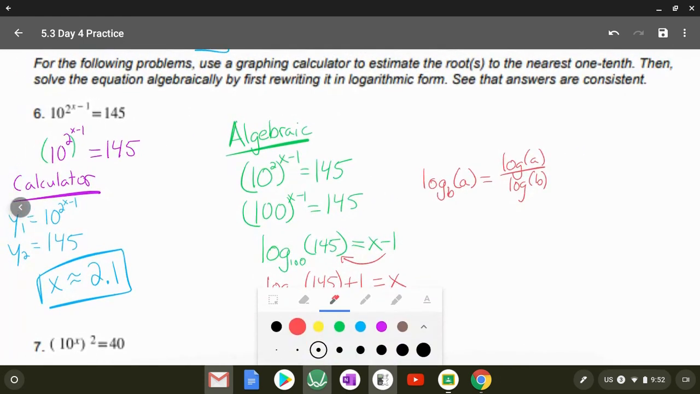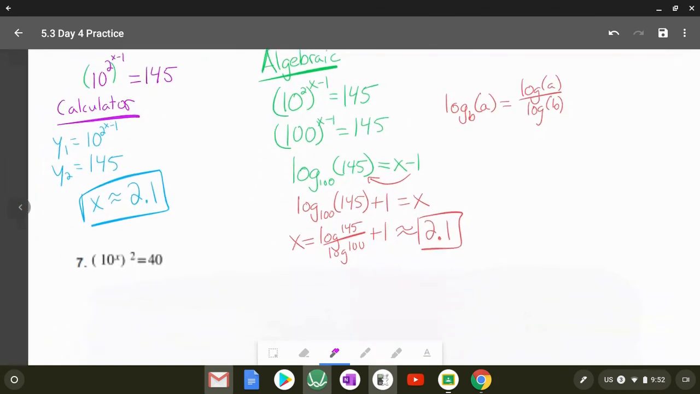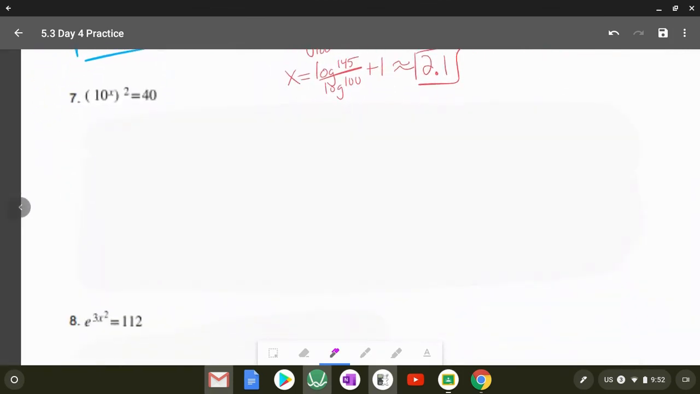So go ahead and try these last two problems, the 7 and 8. Pause the video and then give them a shot. And then when you're done trying them, unpause it and we'll walk through both of them.